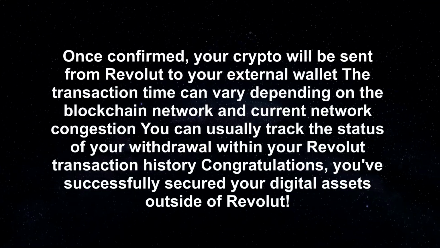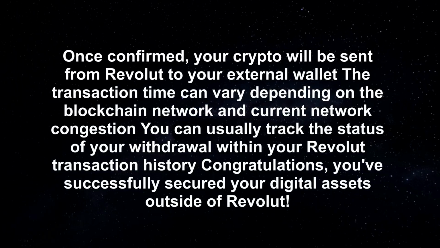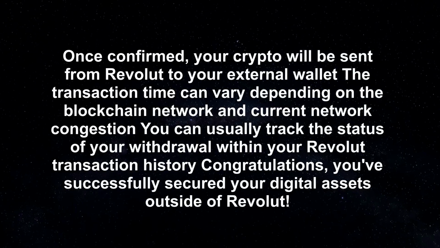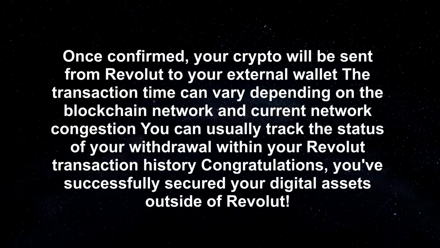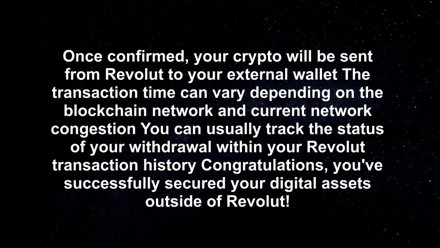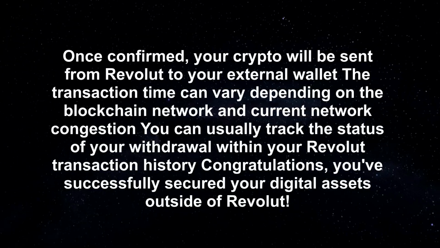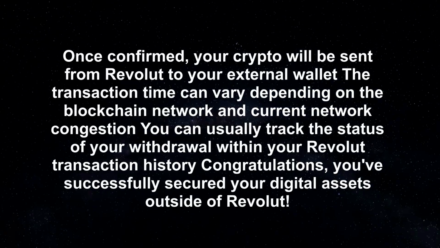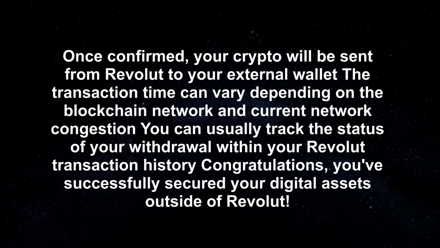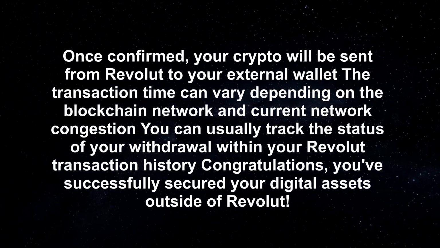Once confirmed, your crypto will be sent from Revolut to your external wallet. The transaction time can vary depending on the blockchain network and current network congestion. You can usually track the status of your withdrawal within your Revolut transaction history. Congratulations! You've successfully secured your digital assets outside of Revolut.